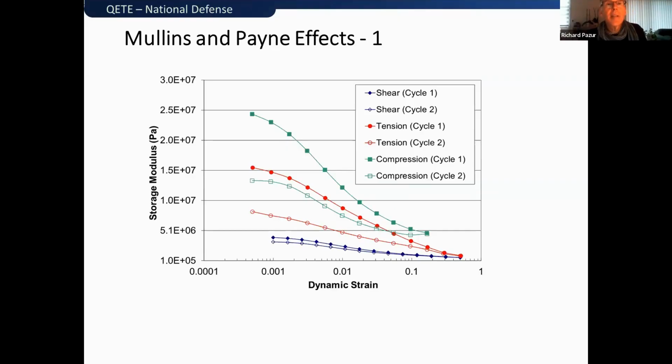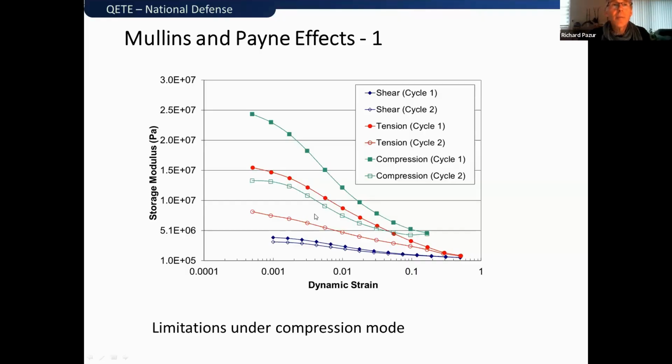I wanted to throw this in to show the Mullins and the Payne effects again, and just point out here, you can see the magnitude, depending on whether it's shear, tension, or compression. Obviously, when we're in shear, we're talking about much lower values. But when we go up to tension or compression, we see much bigger effects here on the moduli.